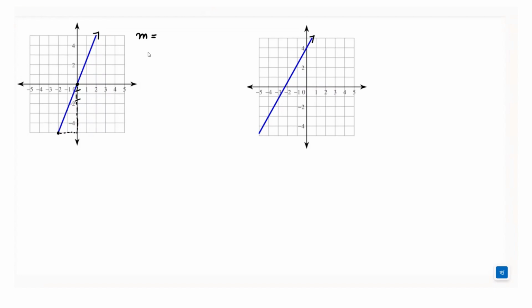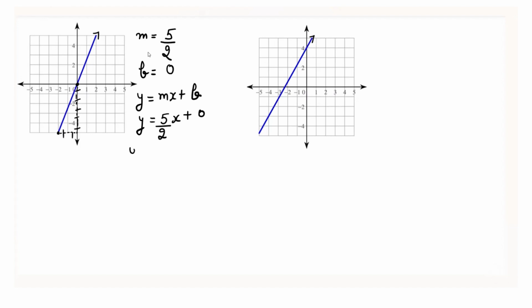So rise is 1, 2, 3, 4, 5, 5 units, and run is 1, 2, 2 units. So the value of m is 5 over 2. Now the value of b is, since it's passing through the origin, the value of y is equal to 0. So the value of b is equal to 0. Now if I have to write the equation, it would be y equals mx plus b, where the value of m is 5 by 2 x plus the value for b is 0. So we'll get y is equal to 5 over 2x.